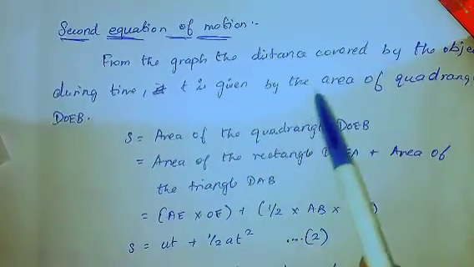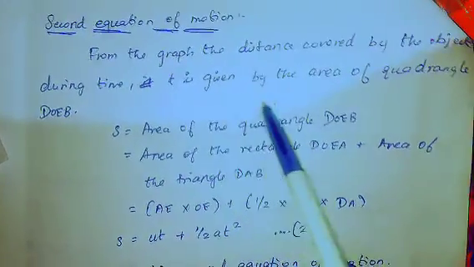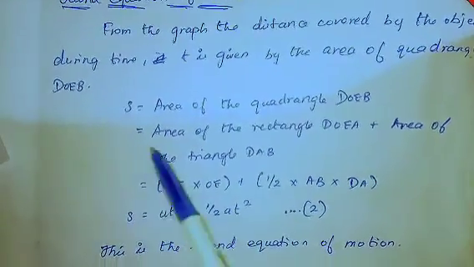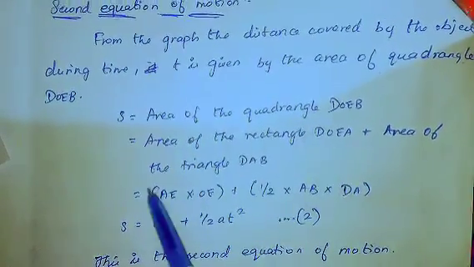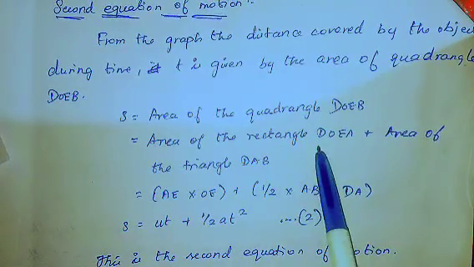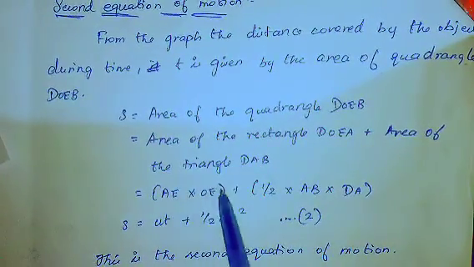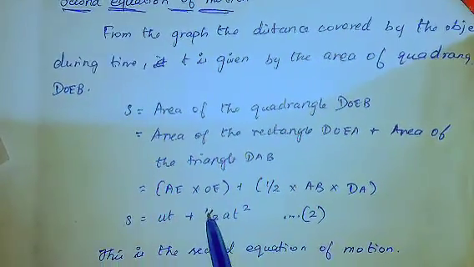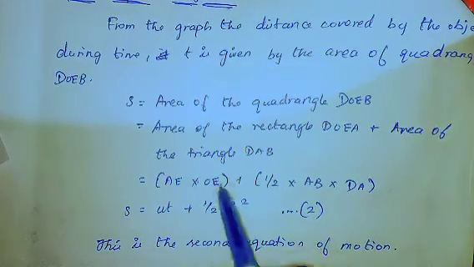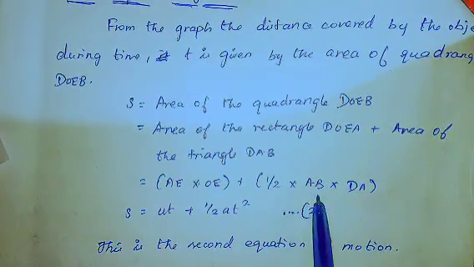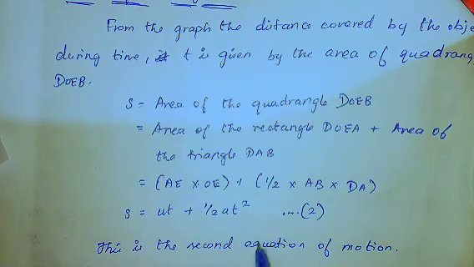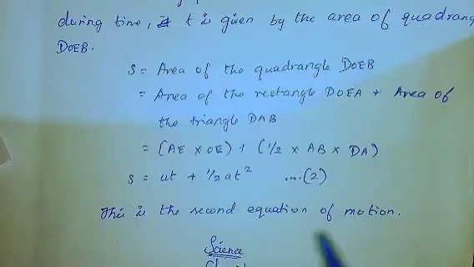From the graph, the distance covered by the object during time t is given by the area of quadrangle DOEB. S equal to area of quadrangle DOEB, equal to area of rectangle DOEA plus area of triangle DAB, equal to AE into OE plus 1 by 2 into AB into DA. So S equal to ut plus 1 by 2 at square. This is the second equation of motion.